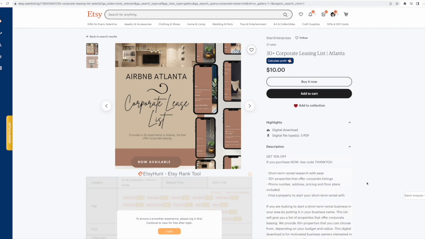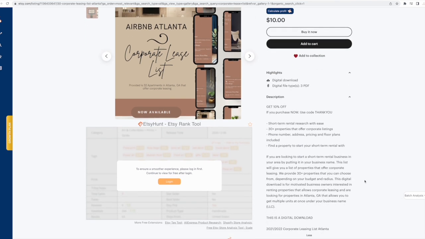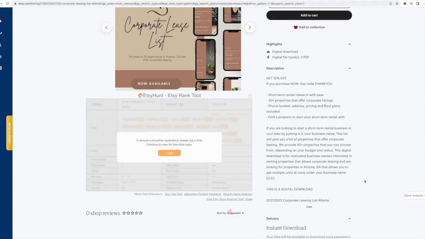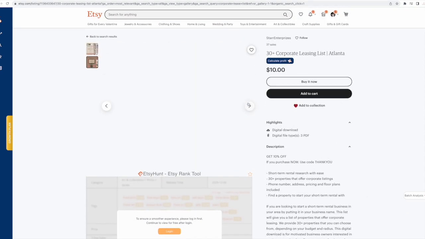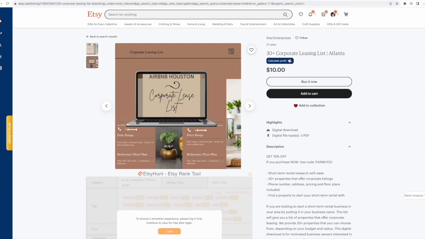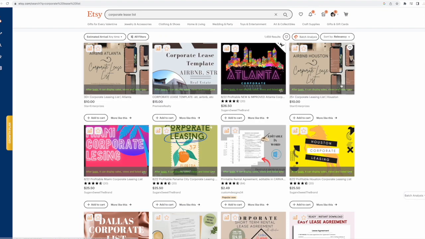So here's an example of some paid advertising. Short-term rental research with ease, 30 plus properties that offer corporate leasing, phone number, address, pricing, floor plans. You can find the property. So people actually do sell lists of corporate units, which is interesting. I think it's honestly very, very smart.